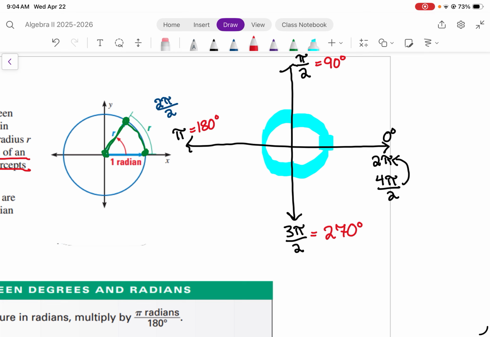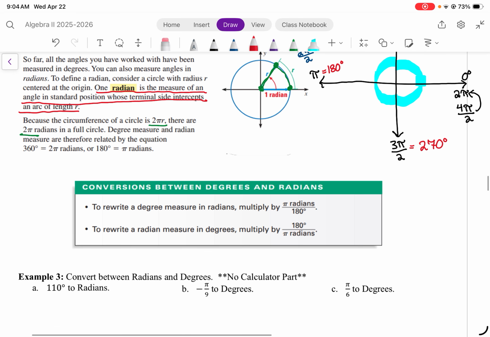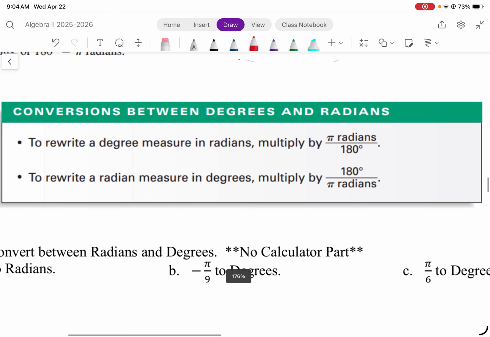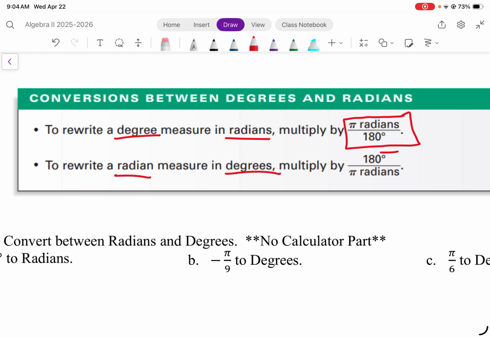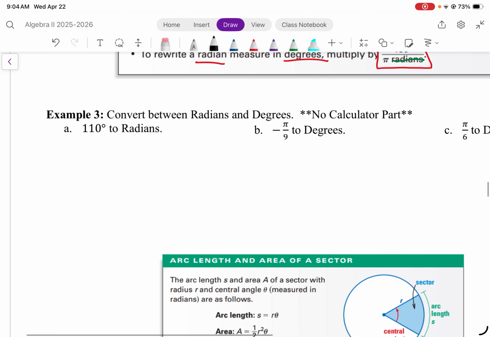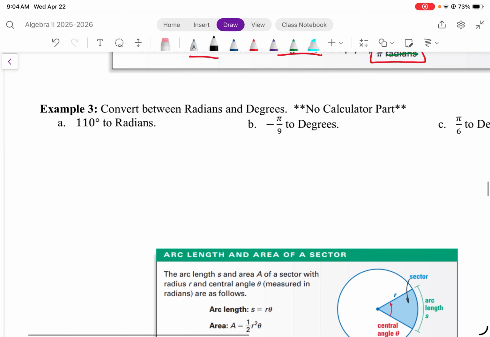Now, the way that you can convert between radians and degrees is using that information from that unit circle. So if we're going to write a degree measure in radians, we're going to multiply by pi radians over 180 degrees. And then if we want to write radians as degrees, we're going to write that as 180 degrees over pi radians. And when you write this, you don't have to actually write the word radians, you can just write pi. With these, if you've ever done unit conversions, this is exactly what this is. It's unit conversion.